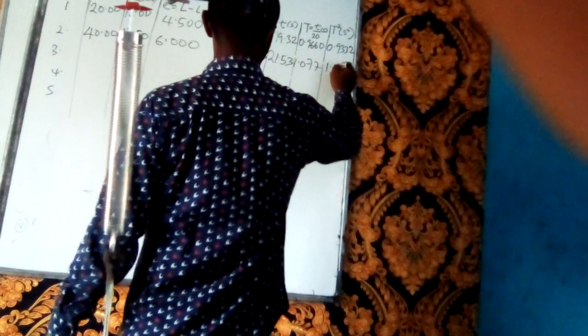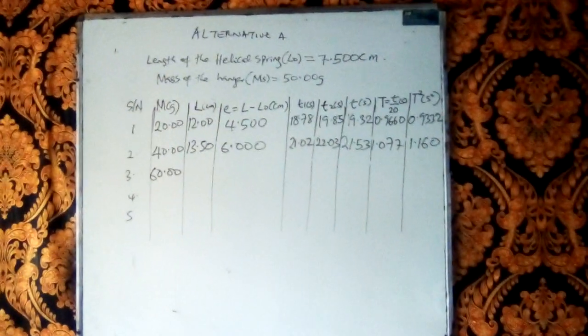1.160. Okay, we'll now go to the 60 gram mass. So we already have 40 here. We'll now slot in under 20, making it 60 grams.